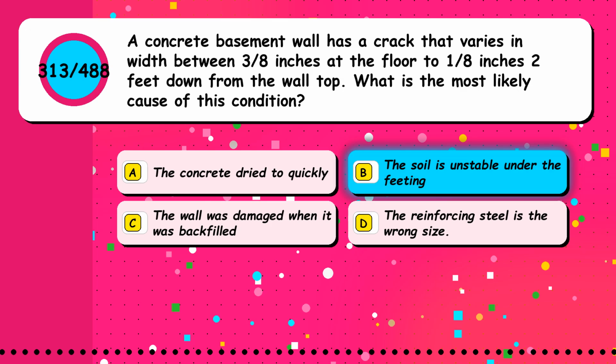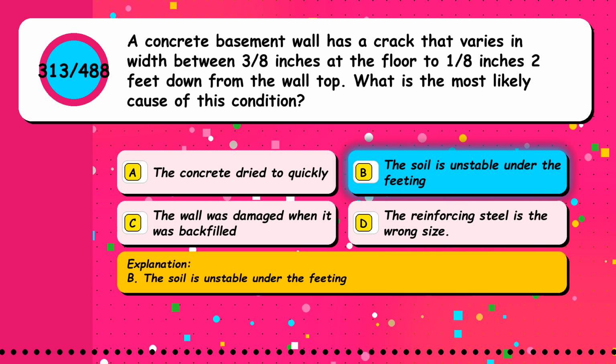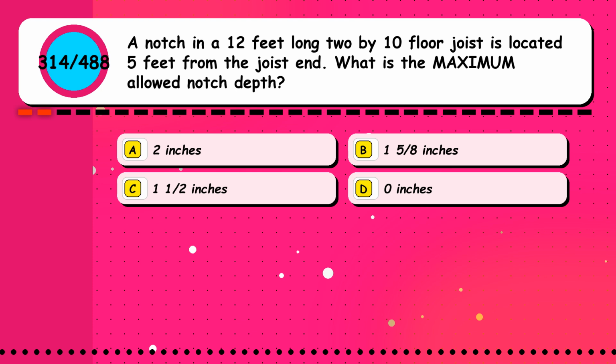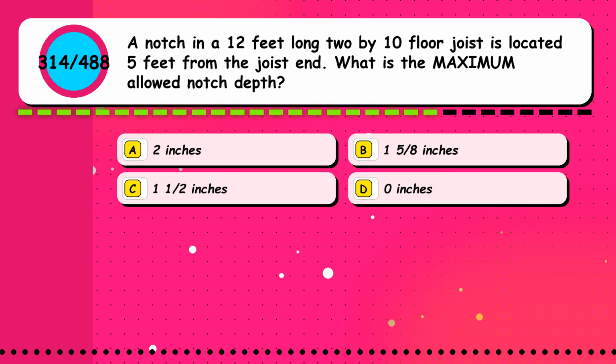The correct answer is option B, the soil is unstable under the footing. B, the soil is unstable under the footing. Question 314. A notch in a 12 feet long 2 by 10 floor joist is located 5 feet from the joist end. What is the maximum allowed notch depth? Option A, 2 inches. Option B, 1 5/8 inches. Option C, 1 1/2 inches. Option D, 0 inches.